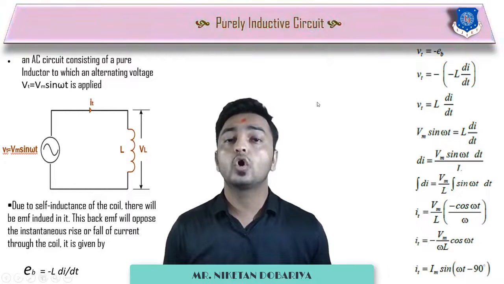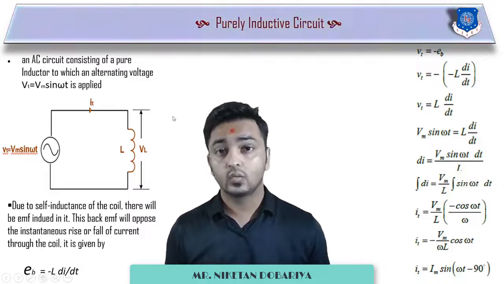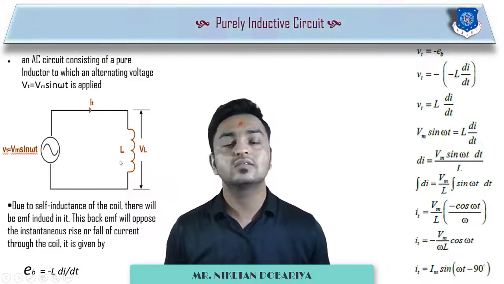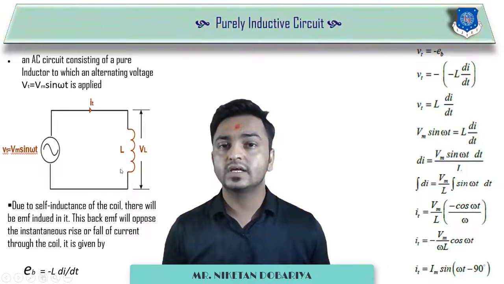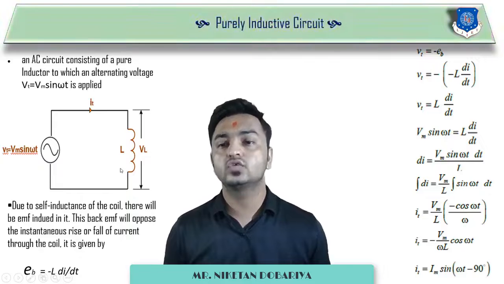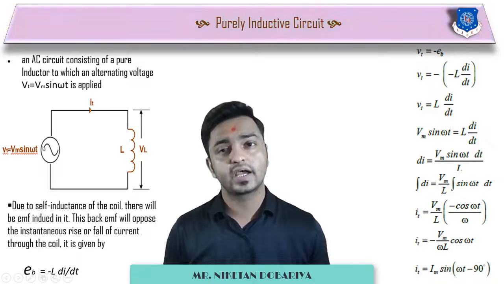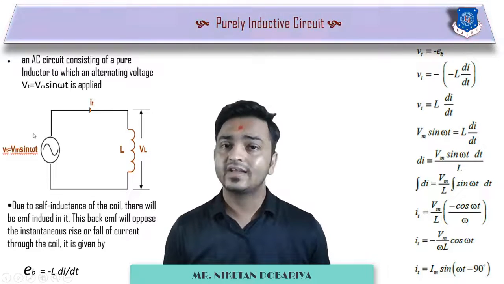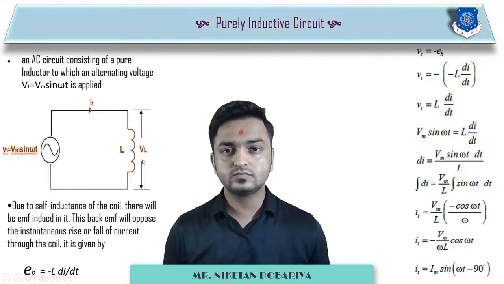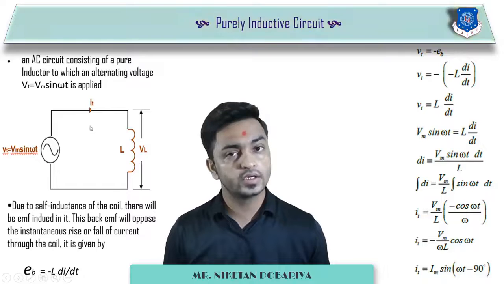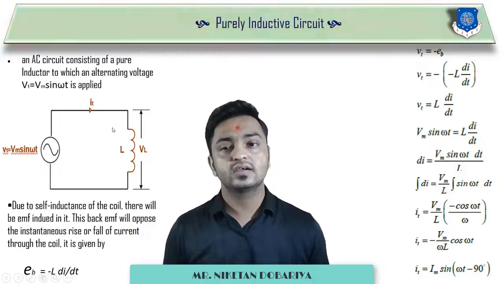Here we consider a pure inductor, or you can say only an inductor, and the value of that inductor is represented by the term L. That pure inductor is connected across an AC voltage source having a value of Vt equal to Vm sine omega t. When this AC source is connected with this pure inductor, an AC current is produced, and the value of that AC current for this given circuit is considered as it.